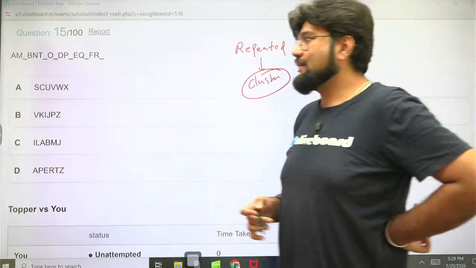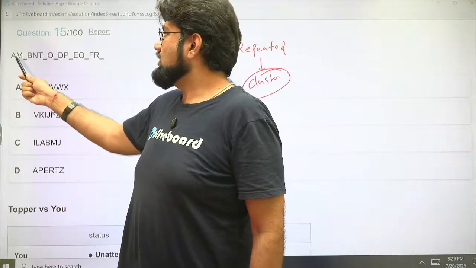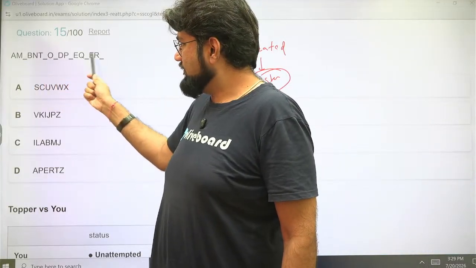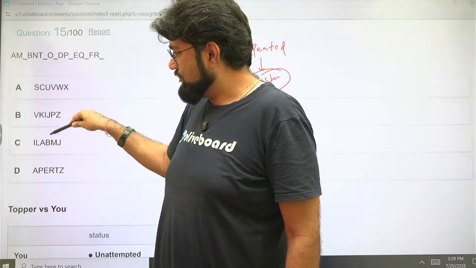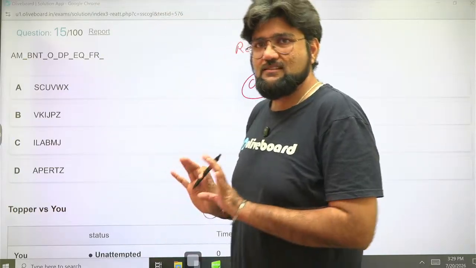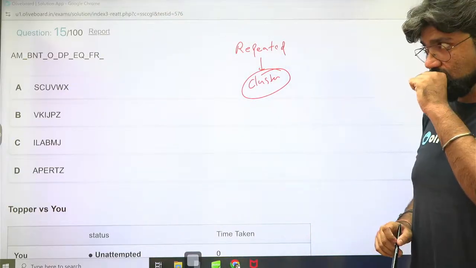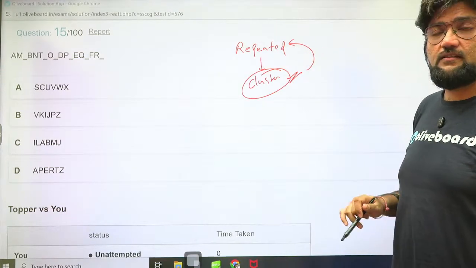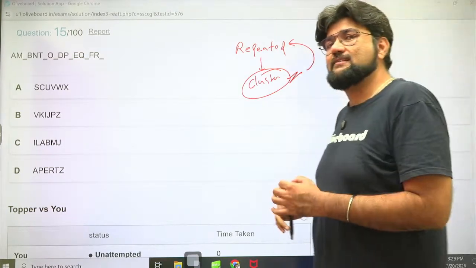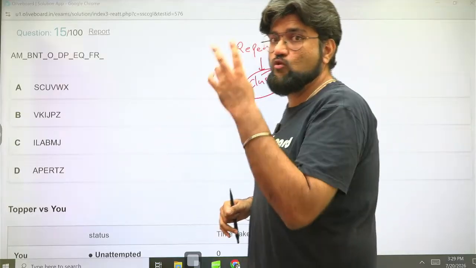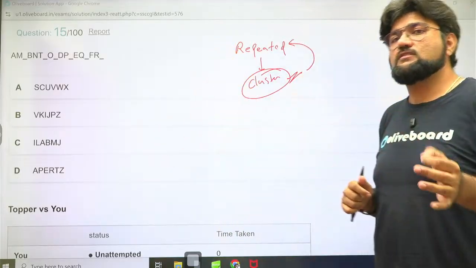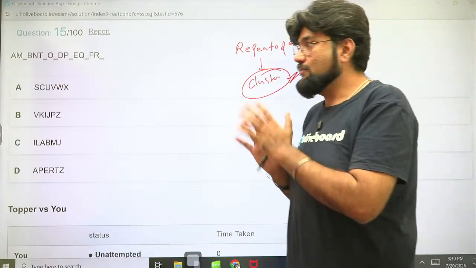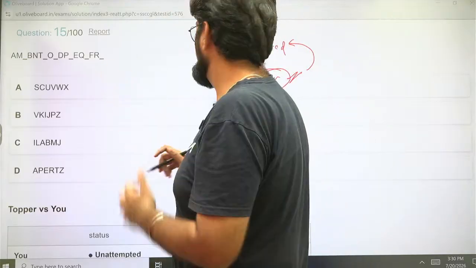How will you identify that? You will see that there is no repeat pattern here with the given letters, and neither is there any fixed repeat pattern in the options. That means something else is going on. This is a cluster series disguised as a repeated letter series, and this is a common trick used by examiners in CHSL Tier 2, CGL Tier 2 2023, and once also in CGL Tier 2 2024. So make sure you know this also, that they can often do this trick with you.